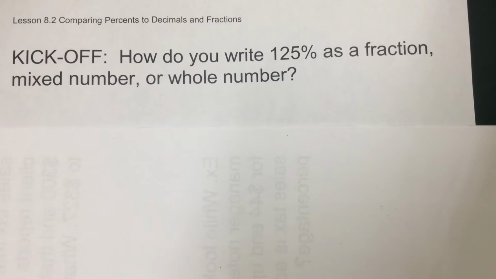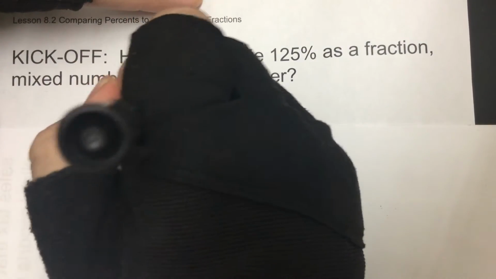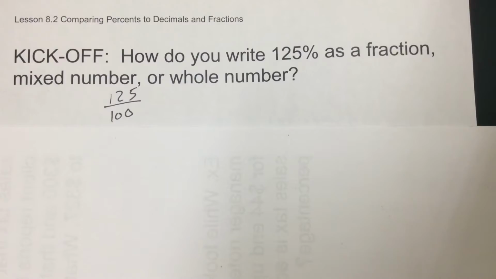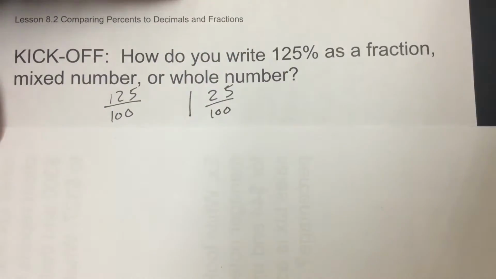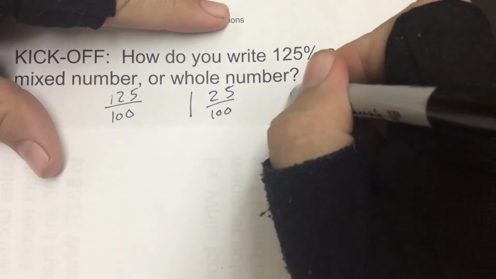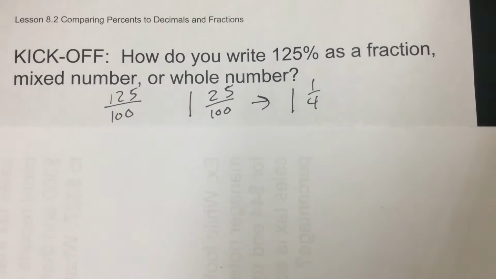So how do you write 125% as a fraction, mixed number, or whole number? Remember, we're just going to do one of these, whichever one it fits. Now, we can always take a percent and put it over 100. So 125 over 100. Well, how many hundreds can go into that? Well, one of them can, and we'd have 25 over 100 left over. Well, I know 25 can go into 100 4 times. So I would have 1 1/4 as my final answer.